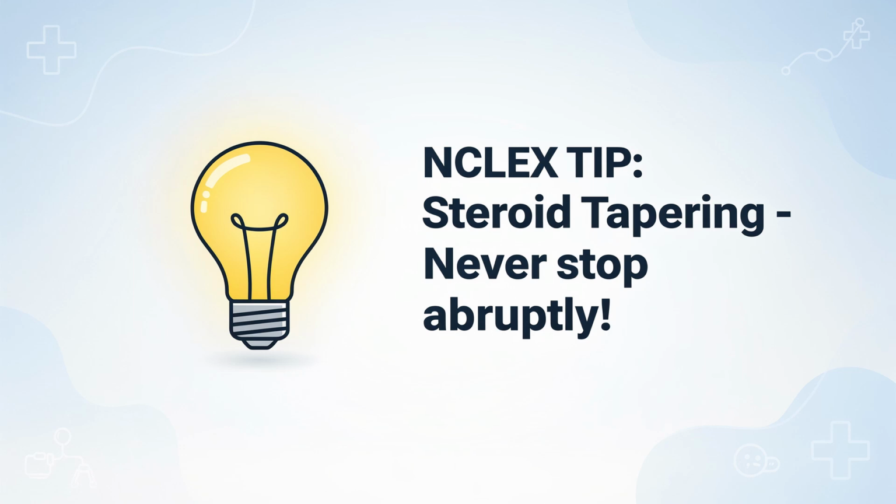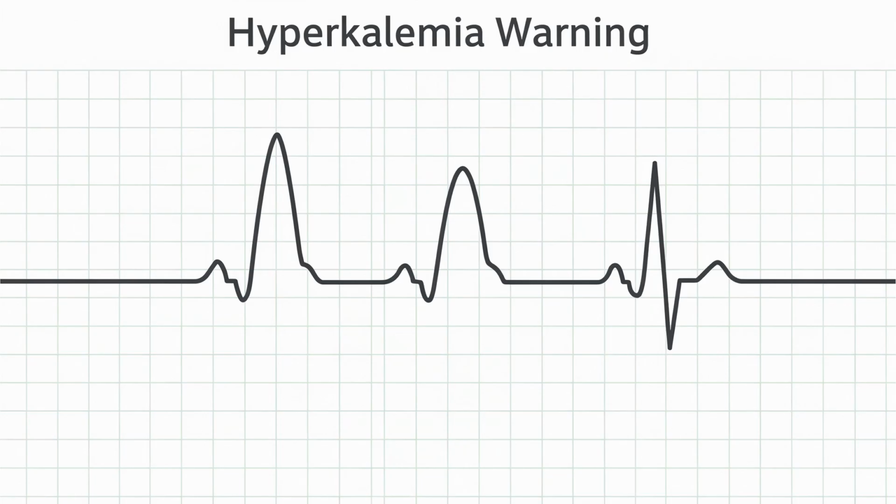Tapering is essential to allow the adrenal glands to resume their own production. Always remember that potassium is the priority electrolyte in Addison's. Watch for peaked T waves on the EKG, which signal dangerous hyperkalemia. Long-term management for both conditions focuses on adherence to medication, stress management, and regular follow-ups with an endocrinologist.